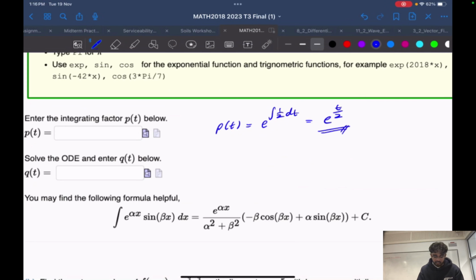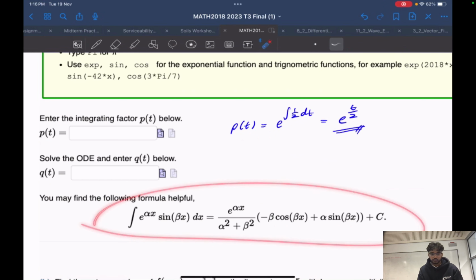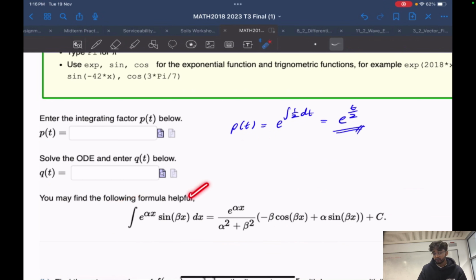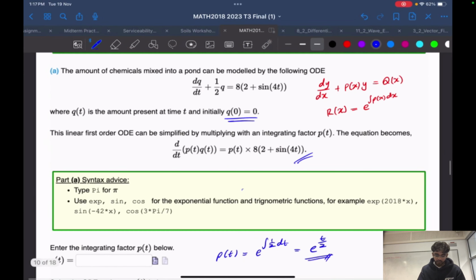Okay, hence, solve the ODE and enter Q of t below. You may find the following formula helpful. In fact, not just helpful, it's going to be really helpful. And I'll quickly show you how to find Q of t. So we're definitely going to be using this formula over here.